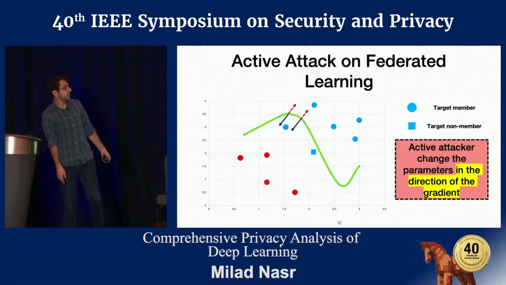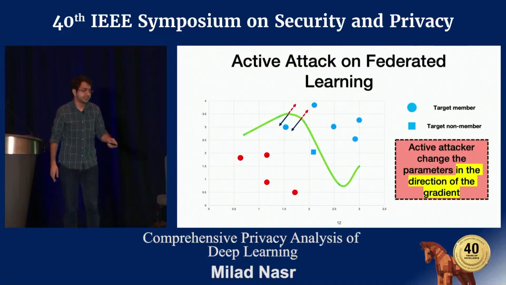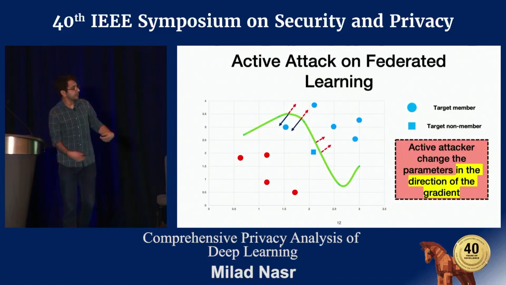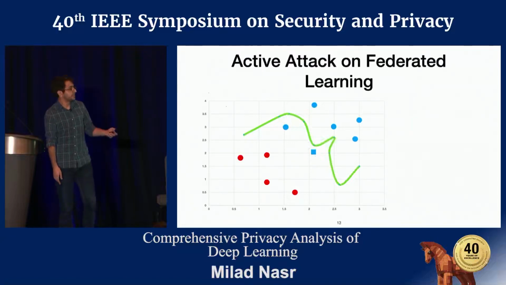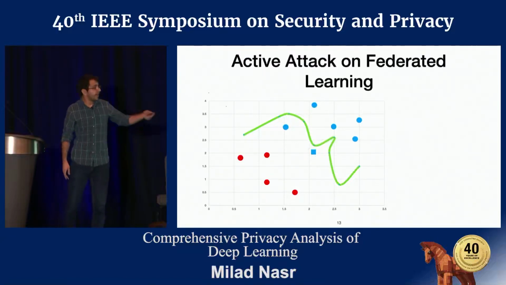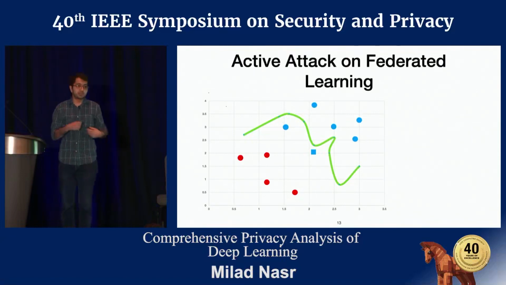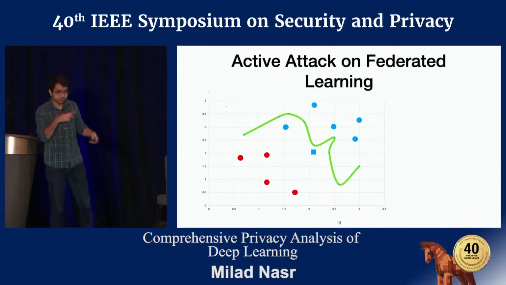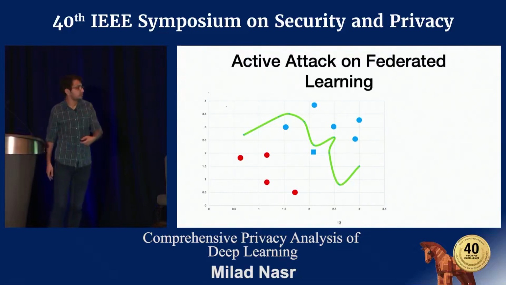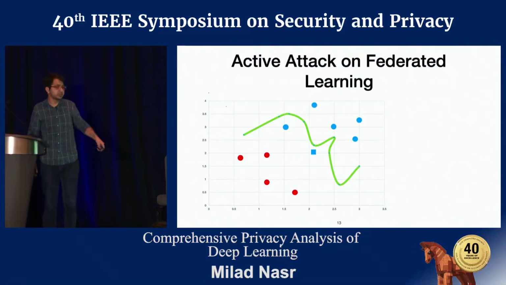But what will happen if that point is not in your training data set? If the attacker does the gradient ascent and changes the model parameters in that direction, but there is no such point, the collaborator won't be able to compensate for this action. And as a result, something like this will happen, and you will have a much higher loss for the points that you use to apply your attacks.